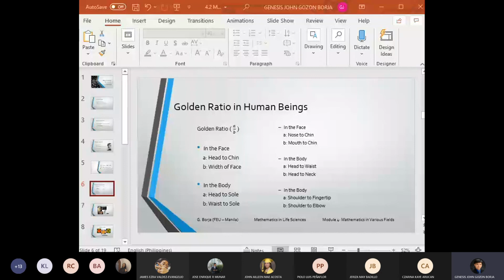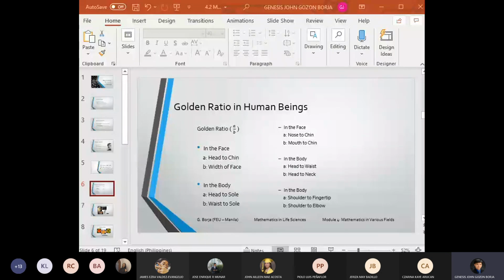And here are some parts of our body whose ratios are approximating the golden ratio. So in the face, pag sinukat daw natin yung from the crown of our head to the chin, sa ilalim ng baba, and then we get its ratio over the width of our face, we get an approximation to the golden ratio.